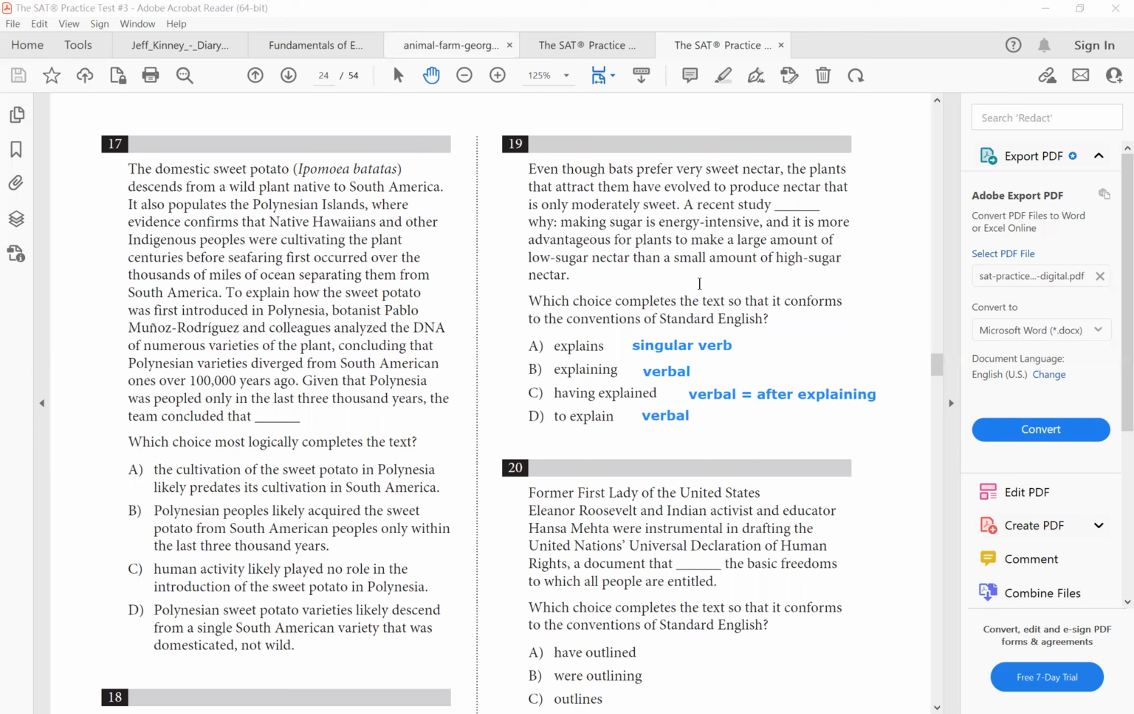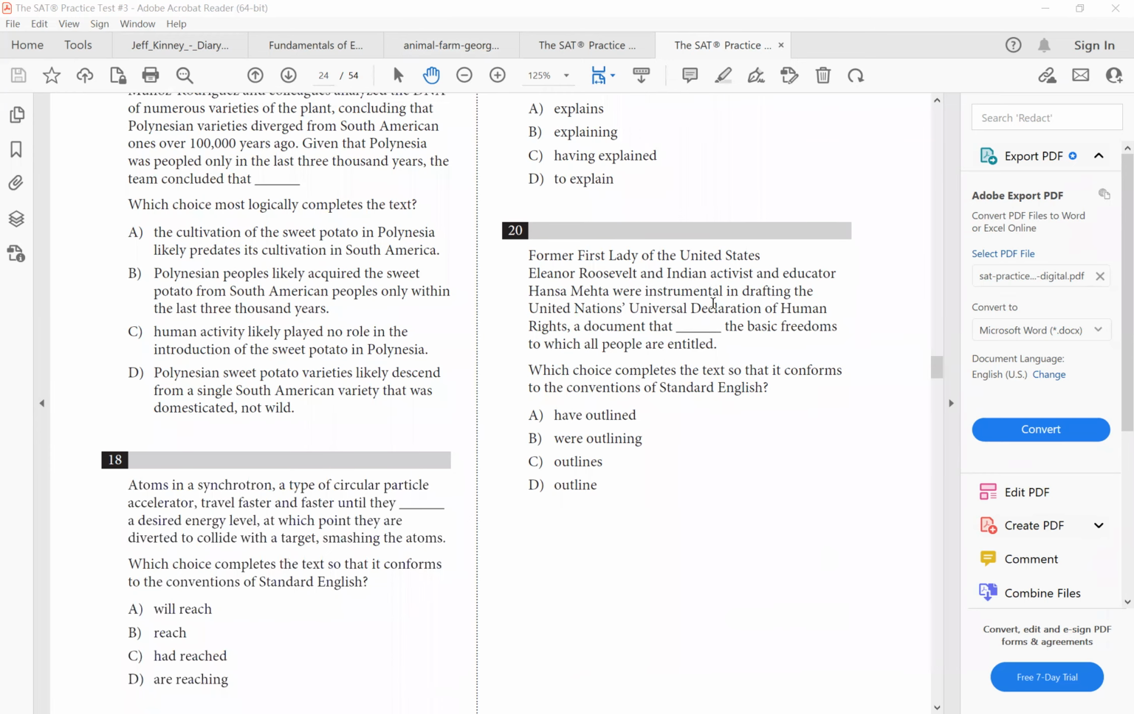And in this case, we see a recent study. That is our subject. So it needs to be followed by a verb. And that's why the answer is A. Okay, number 20.